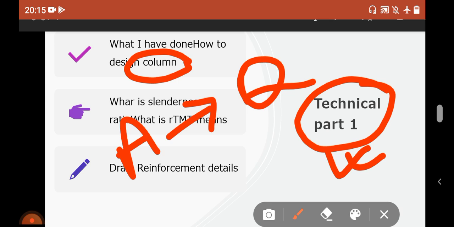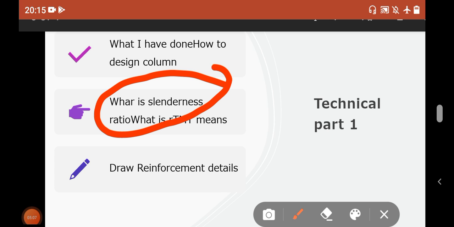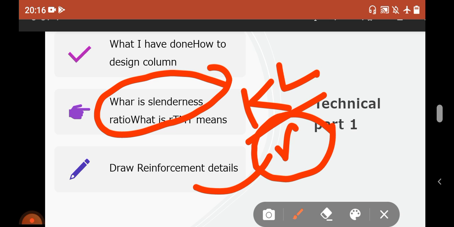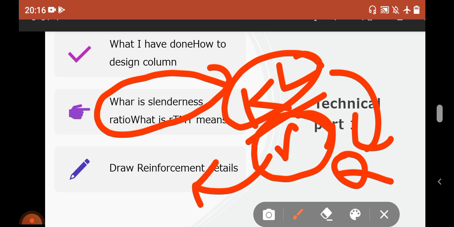Clear? And simply then he asked me what is slenderness ratio. Okay, and from slenderness ratio, you know that this is scale by r. Then he again picked up another question, that is what is r. So if you can answer the questions in such a manner that there is a possibility that from your answer they can find another question, it will be helpful for you.